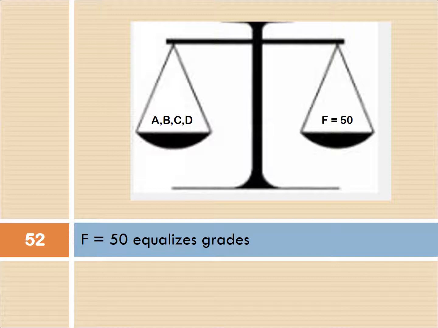F equals 50 equalizes grades. On a balance scale, F equals 0 tips it down and F equals 50 balances the scale. You are not giving them 50 points they didn't earn. You are giving them the lowest F on a 10-point range of F equals 50 to 59 points, just like the other grades in the 50 to 100 point scale. Once again, F equals 50 doesn't inflate grades. F equals 0 deflates grades.